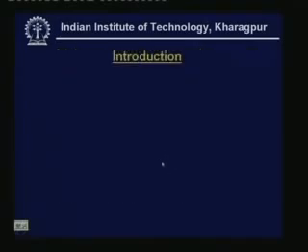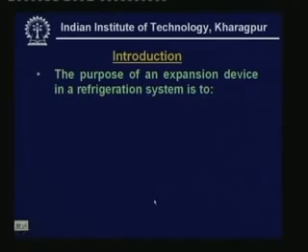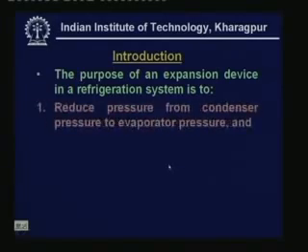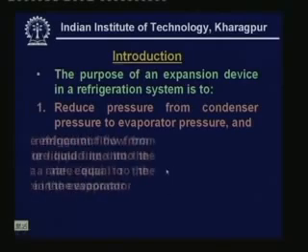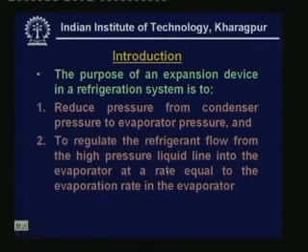Let me give a brief introduction. First of all, why do we need an expansion device in a refrigerant system? What are its purposes? The purpose of an expansion device in a refrigerant system is to first of all reduce the pressure from condenser pressure to evaporator pressure, and to regulate the refrigerant flow from the high pressure liquid line into the evaporator at a rate equal to the evaporation rate in the evaporator.